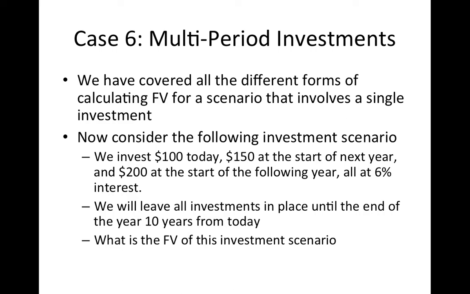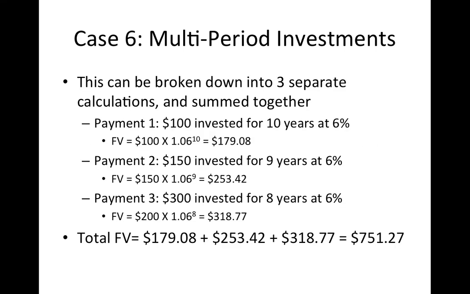So as an example, let's just consider an example where we're going to have $100 to invest today. We're going to have another $150 that we can put into the investment at the beginning of next year, and another $200 at the beginning of year 3. All those are going to be invested at 6% interest, and we're going to leave them in there until the end of year 10, which is 10 years from today. So the question is, how much money will you have at the end of year 10? What's the future value of this multi-period investment?